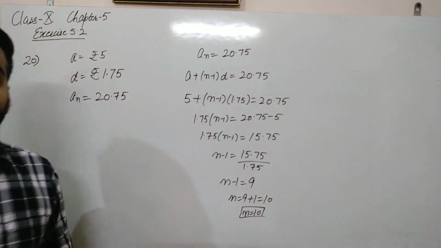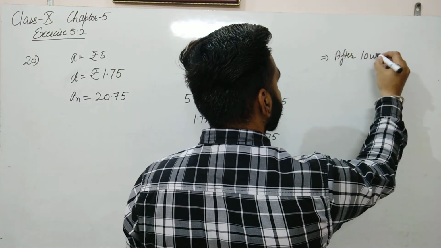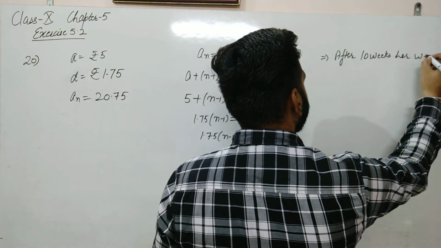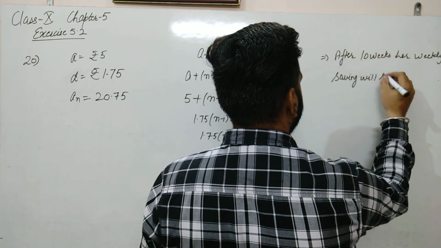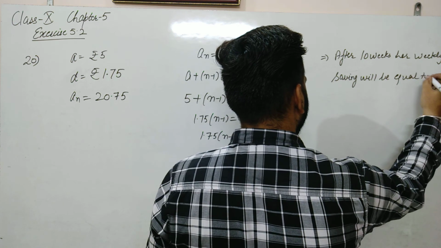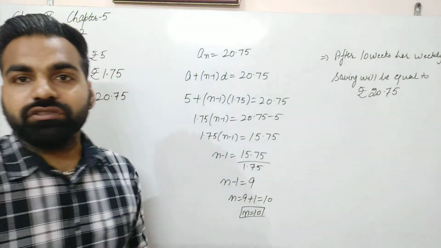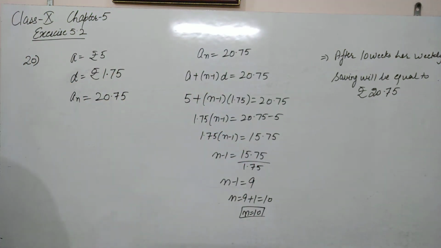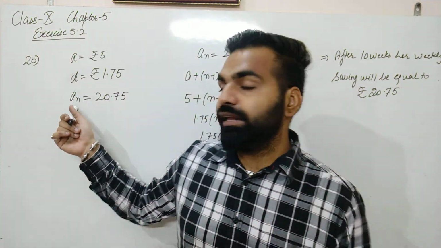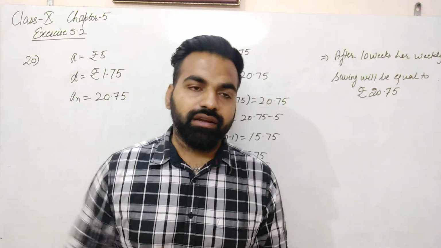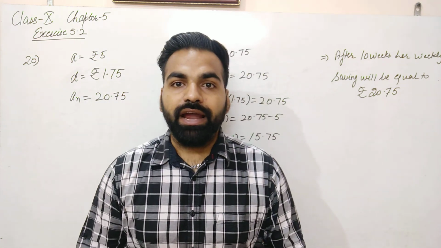So that means after 10 weeks, her weekly savings will be equal to rupees 20.75. Clear? So this was question number 20, last question of the exercise. So this was all about how to calculate An when An is given, how to calculate A, and so on. So in the next video we will talk about the new formula, sum of n terms of the AP.